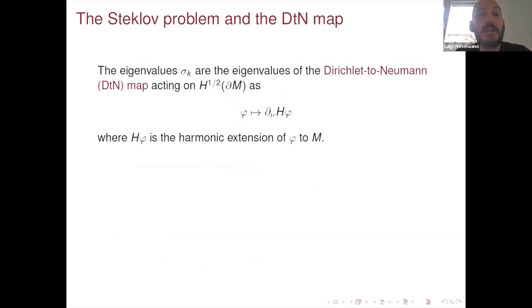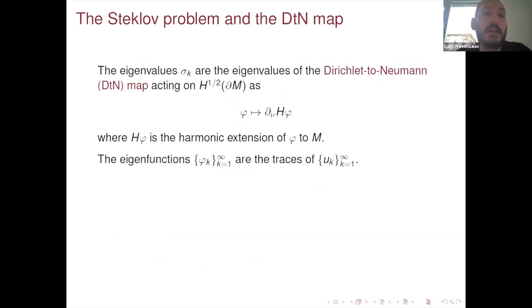However, the Steklov eigenvalues sigma k can also be interpreted as the eigenvalues of the Dirichlet-Neumann map, which is a map acting on functions on the boundary. Namely, it maps a function on the boundary to the normal derivative of its harmonic extension inside the manifold M. So the eigenvalues are the same. And if we look at the eigenfunctions of the Dirichlet-Neumann map, those are exactly the traces, or if you wish, since we are in a smooth case, the restriction of Steklov eigenfunctions on the boundary.